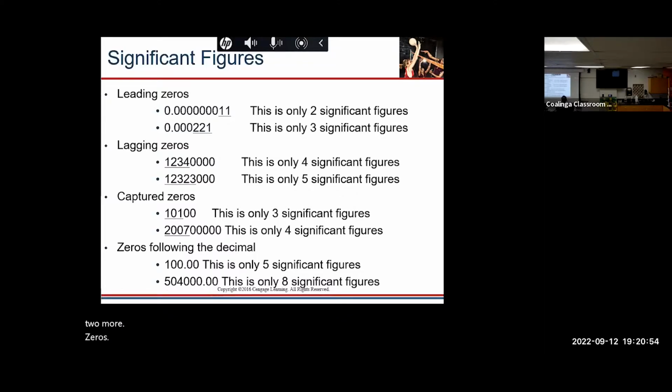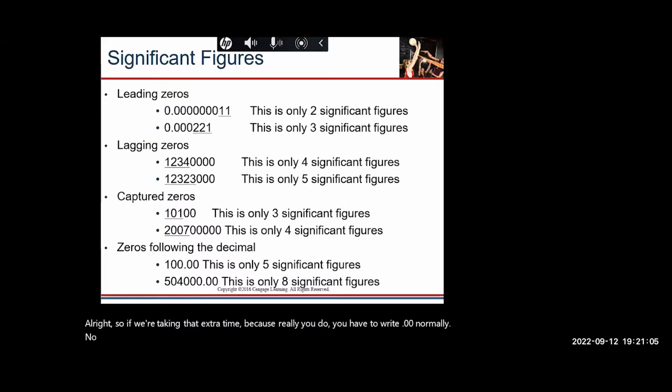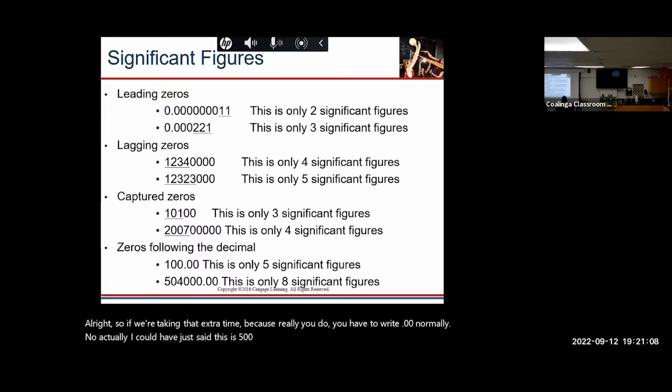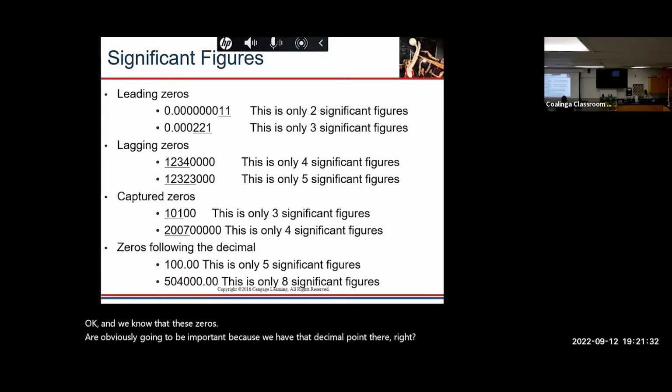If we're taking that extra time, because really, do you have to write 0.00 normally? No, not usually. I could have just said this is 504,000, and that's fine. I wouldn't have to say 0.00. So that 0.00 is extra. It's also letting my audience know that these zeros are going to be important. They're significant, and we know that because we have the decimal point there. Does that make sense?